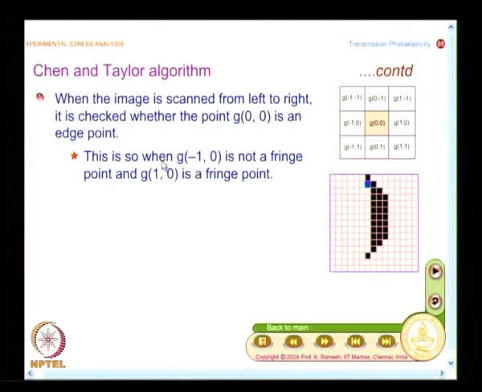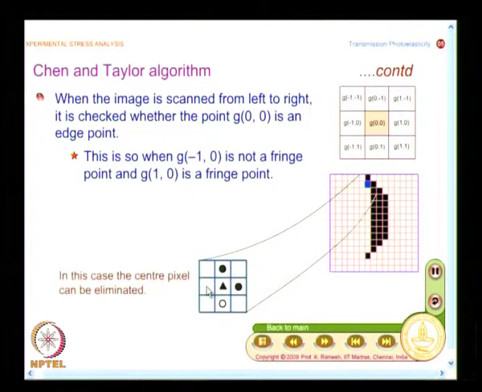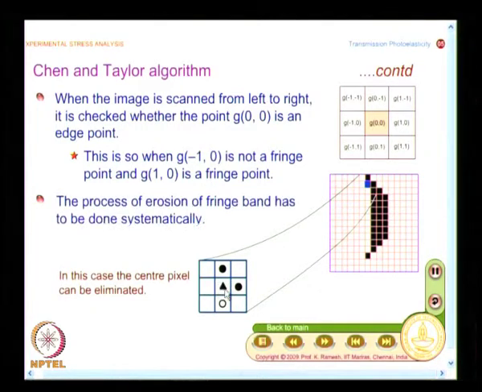And what we want to do is look at whether g minus 1, 0 is not a fringe point and g 1, 0 is a fringe point. That is, g minus 1, 0, g 0, 0 and g 1, 0. So, this is not a fringe point and this is a fringe point, that is what is pictorially shown. If you look at this mask, this is not a fringe pixel and this is a fringe pixel. So, I can eliminate this, and when I eliminate it I still retain a contiguity of the fringe.